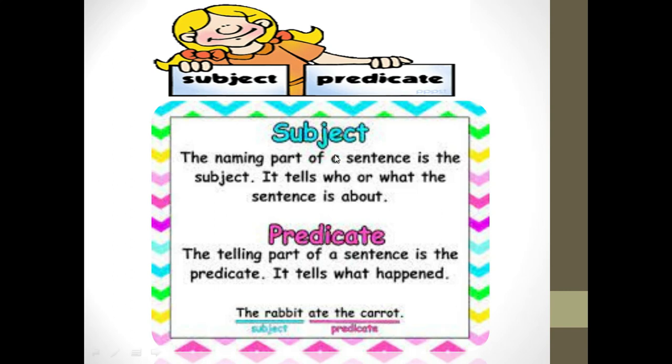Here from the example it will be very clear to you. The rabbit ate the carrot. Now rabbit is the subject, it's a doer, ate is the second form of eat, and carrot is the object. So ate the carrot is the predicate. This is the rest part of the sentence, and the doer is rabbit. So rabbit is the subject and verb plus object makes the predicate.